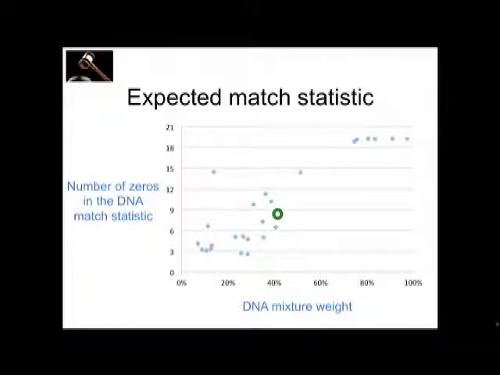And shown in blue is a scatter plot of how much information was found, represented by the number of zeros in the match statistic, relative to the mixture weight. And what we see shown in a green circle is that the match statistic in this case, for this amount of DNA and the mixture weight of around 40%, is typical. It's an expected result. It's not too much, it's not too little. It's what your validation studies tell you you would expect.